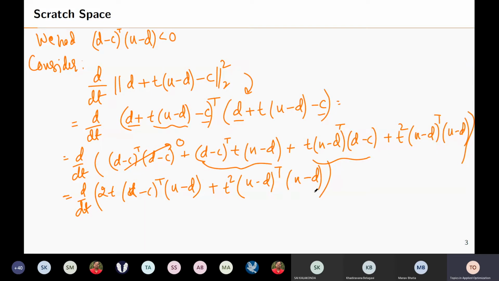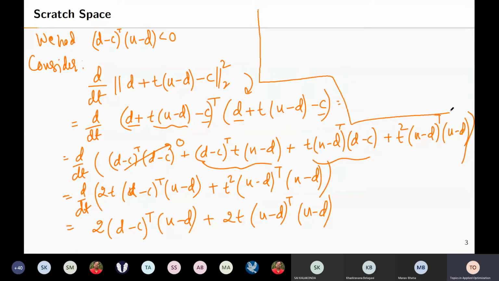Okay, so now if I want to compute this, what do I have? It's like 2 of d minus c transpose u minus d plus 2t of u minus d transpose u minus d. Now what I want to see is how this derivative behaves at 0. So I want to compute this derivative at 0. Okay, so what happens at 0?